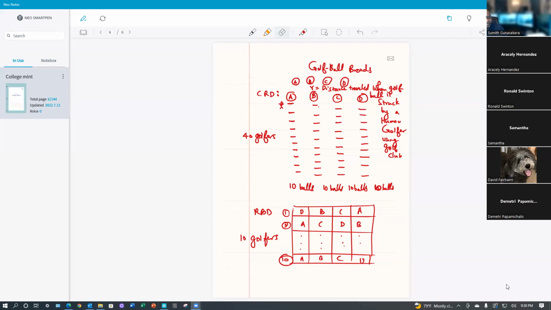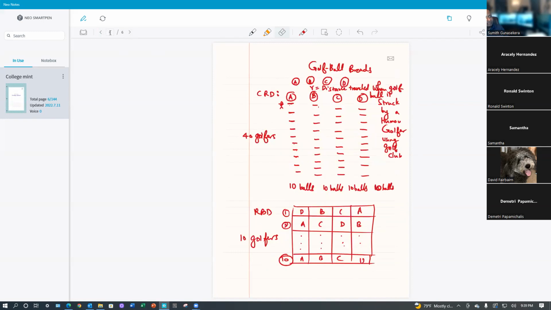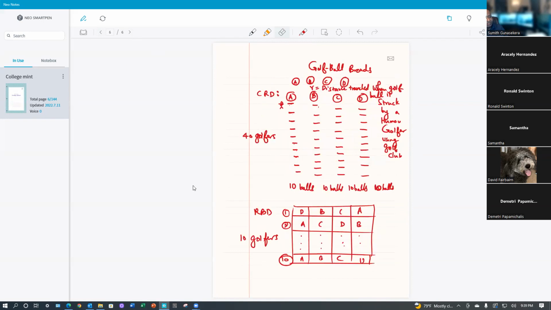That's the way we can reduce, as I said over here, see that on the other page: in the repeated measures design, blocking is carried to its extreme. That is, we are blocking on each subject. Thus, variability among the subjects due to individual differences. In the golf ball case, the major one is nothing but the skills. Skills play a heavy role, and the skills and the strength have to be suppressed. That's what we are doing here.